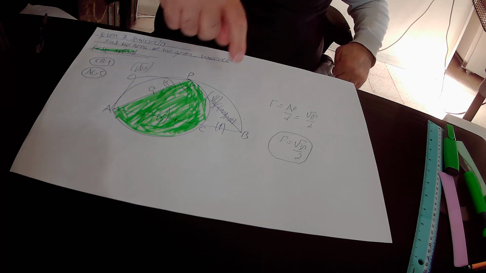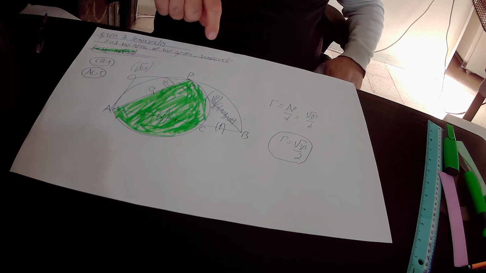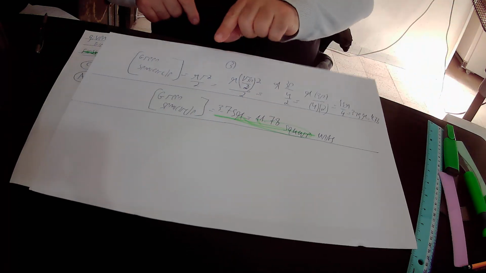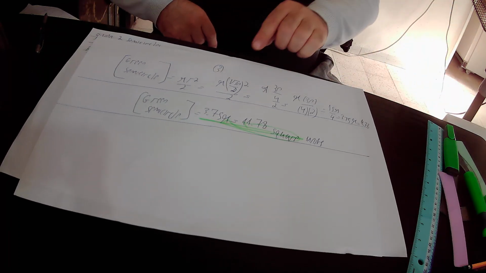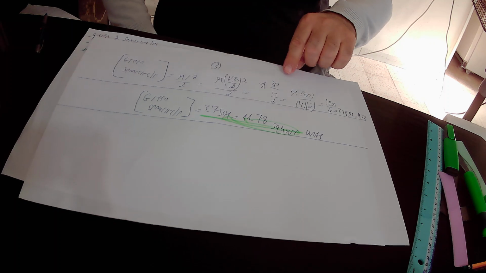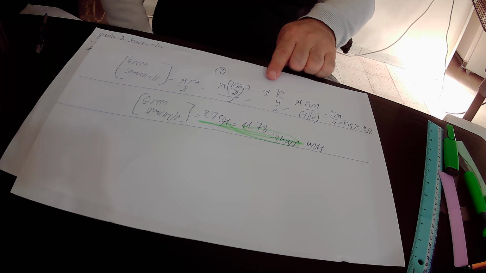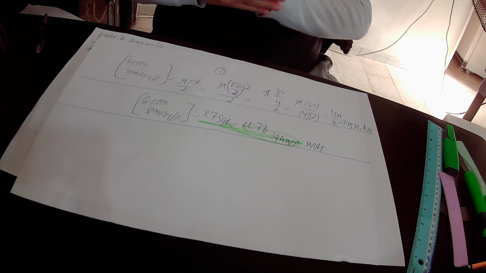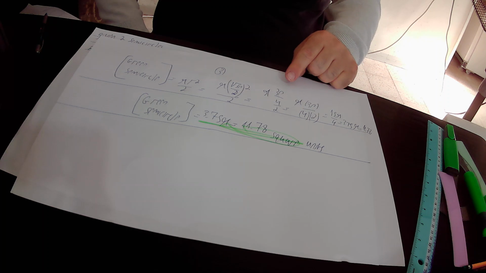Our mission is to find the area of this green semicircle. The area of this green semicircle equals the area of the circle, pi r square, over 2. Again, the area of this green semicircle equals pi r square over 2. Since r is the square root of 30 over 2, r square is 30 over 4. So the area of the green semicircle in total equals pi times 30 over 4, over 2.